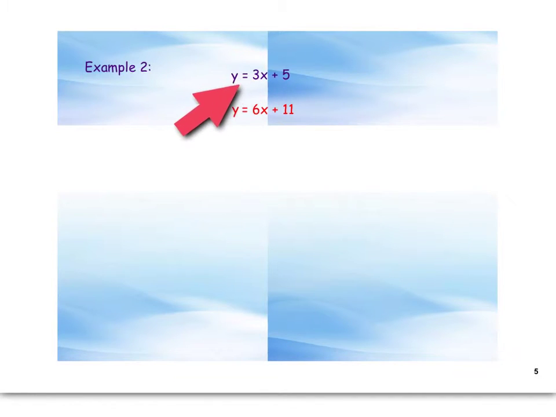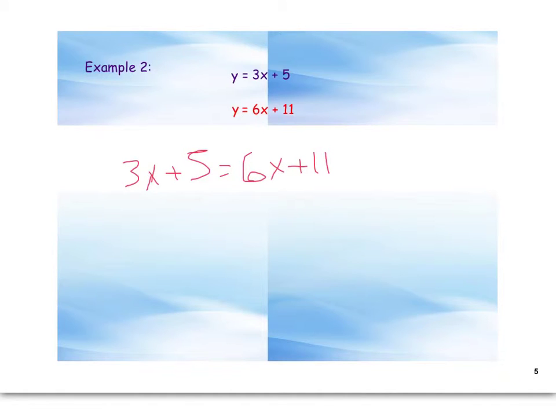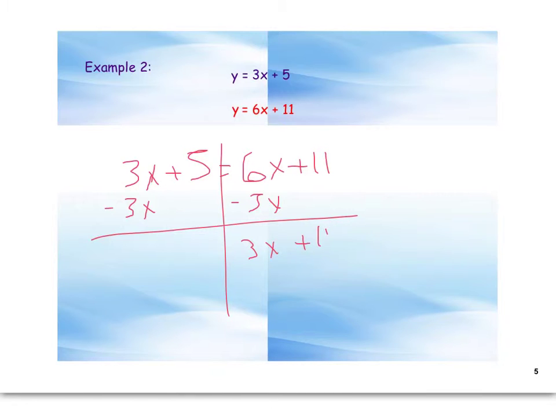Now again, since both of these equations equal y, we can set them both equal to each other. So we can say that 3x plus 5 is equal to 6x plus 11. Now solving this, we want to get all of our x's on one side. Make sure you're using properties of equalities, keeping both sides equal by doing the same thing.